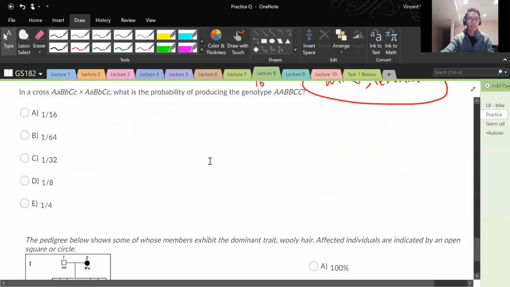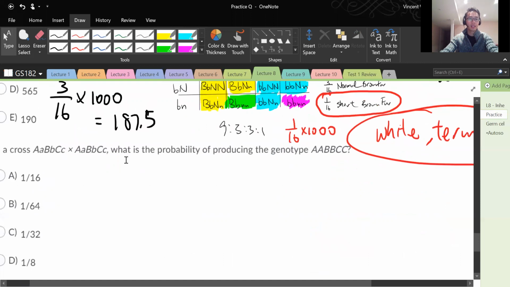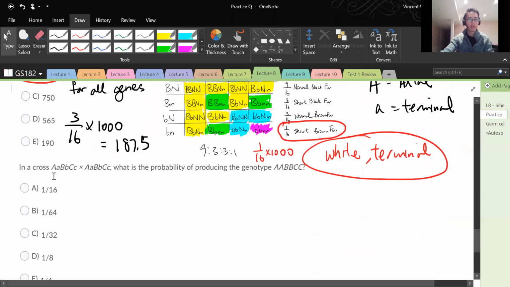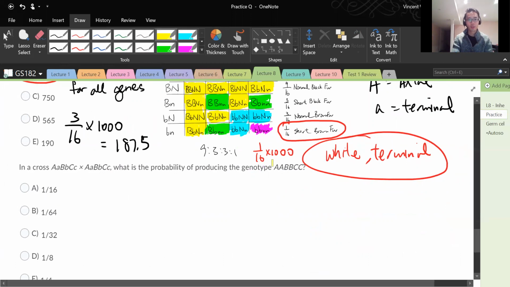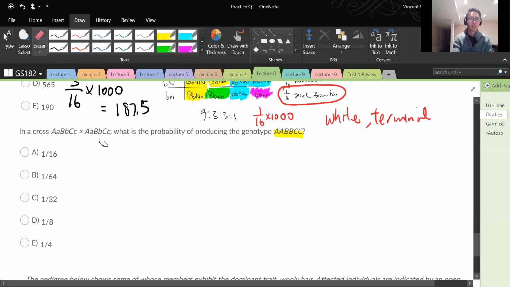Okay, what about this one? In a cross of heterozygous ABC, what is the probability of producing the genotype that's shown here? All right. So big A, small a, cross big A, small a. What's the probability of getting big A, big A? Well, that's going to be 25%, or 1/4. You can do the Punnett square to convince yourself.